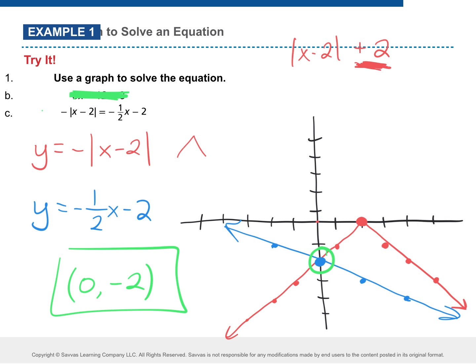Let's talk. If your book or IXL or something asked you what the x value solution is, so remember our coordinate here is xy. What's my x value solution? 0. What's my y value solution? -2. Yep.